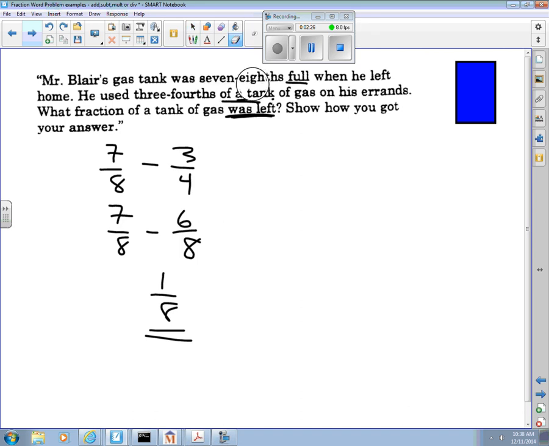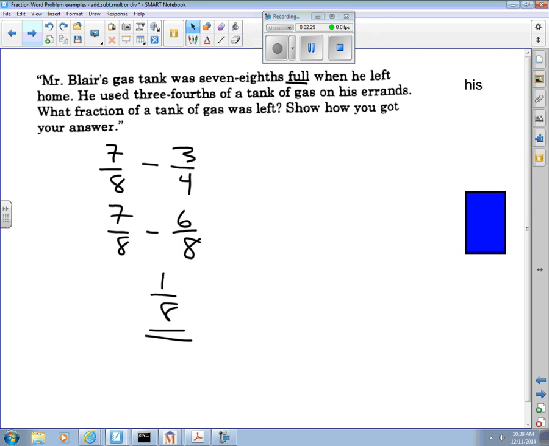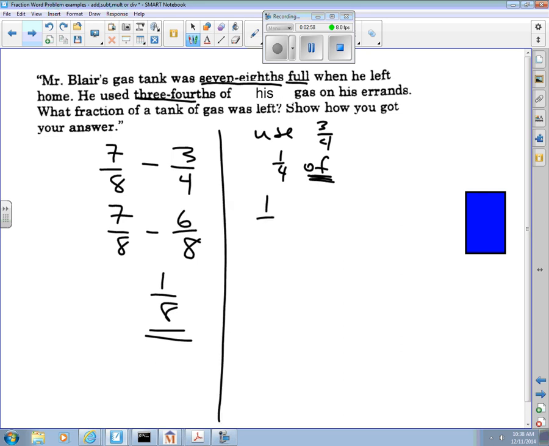What I'd like to show you, though, is that this would be a completely different question if instead of saying "of a tank," it said 3/4 of his gas or the gas. Now I think, well, I'm using 3/4 of the 7/8 that I had, which means that if I use 3/4, I have 1/4 of my gas left. And "of" in mathematics generally means multiply. So by just changing that one little part of the question, I change it into a multiply question and have a completely different answer. That's what makes word problems kind of tricky sometimes.